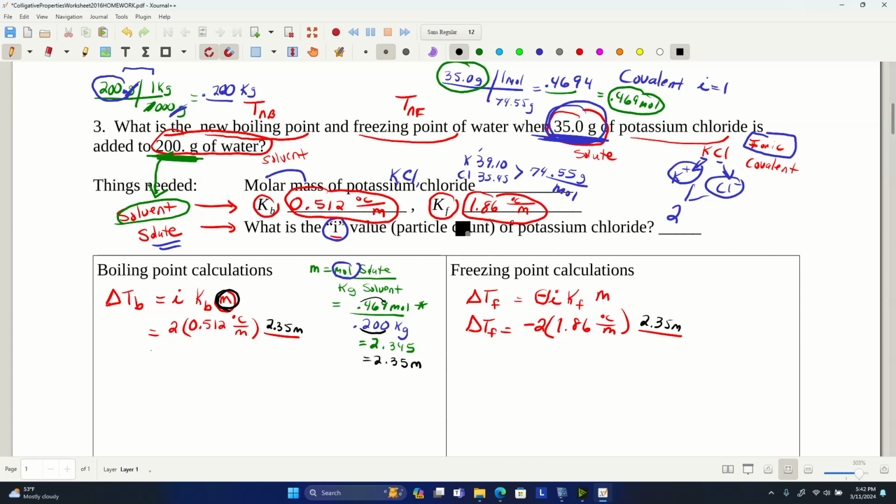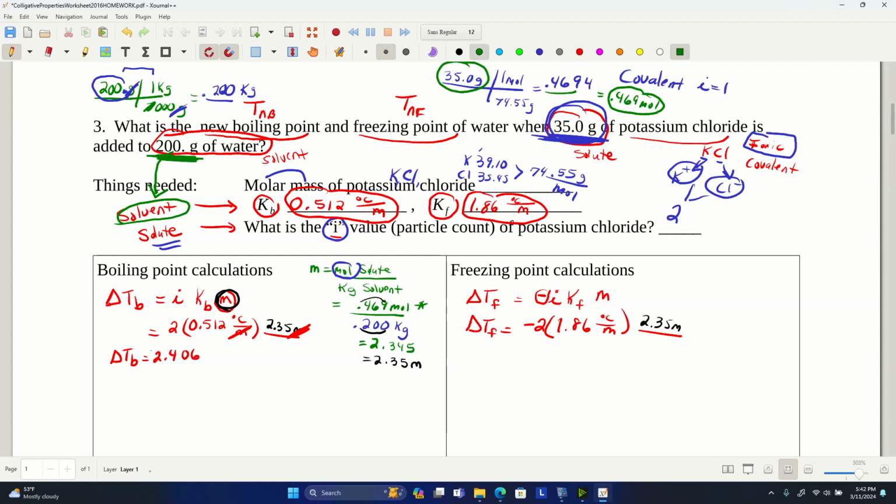All right, now I can do the math and I can figure out delta T sub B. The change in the boiling point is going to be, now notice the molal unit and the molal unit cancel. So delta degrees Celsius is left, and that's what temperature is anyway. So 2 times 0.512 times 2.35, I get 2.406.